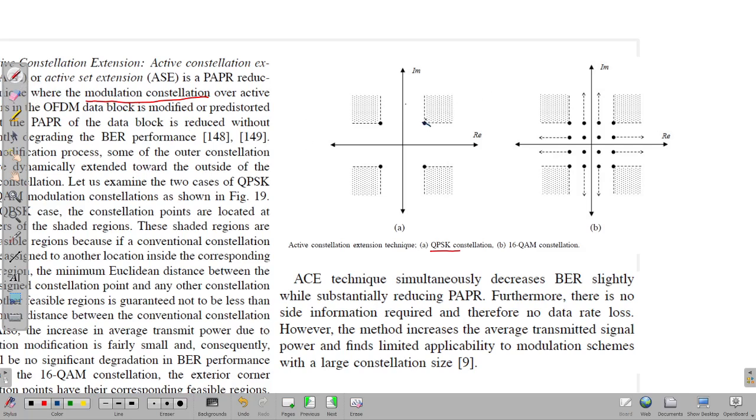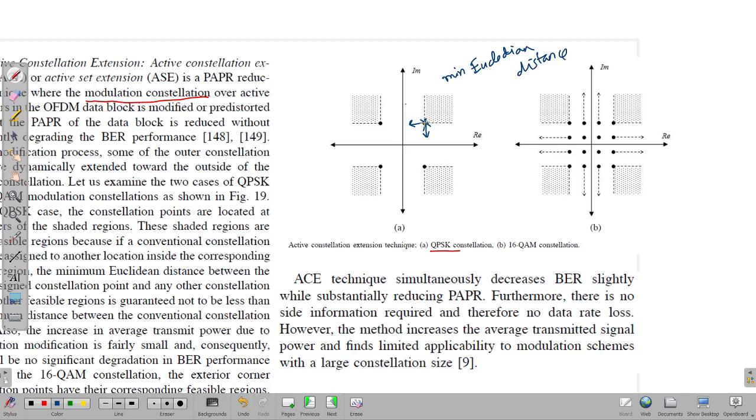Take an example of this constellation point. If I move it towards this side or this side, I am reducing the minimum Euclidean distance between two constellation points. So there is a concept of minimum Euclidean distance.